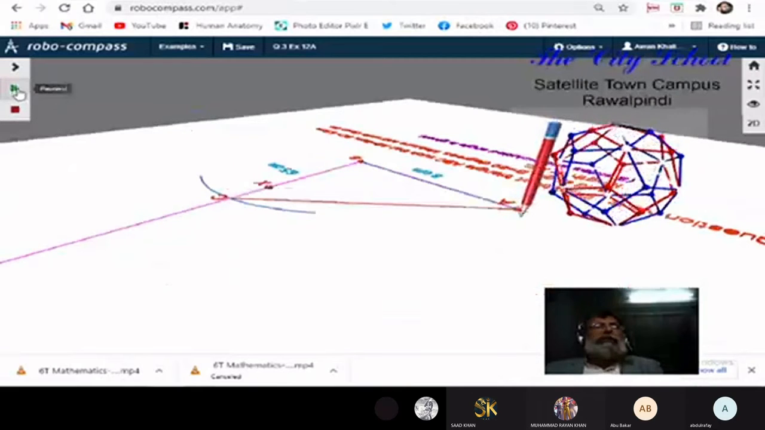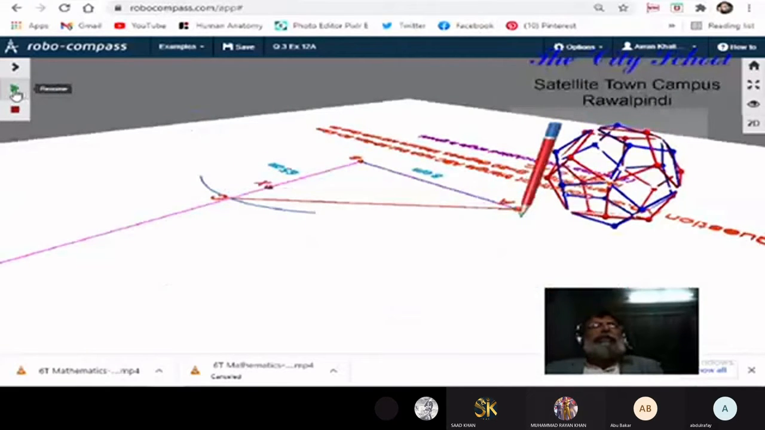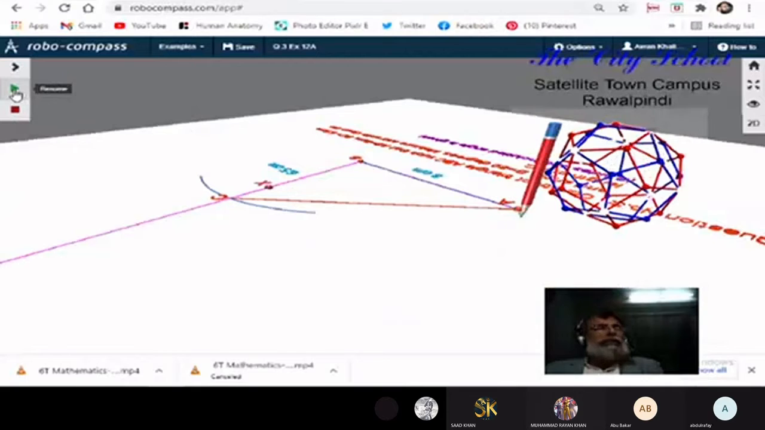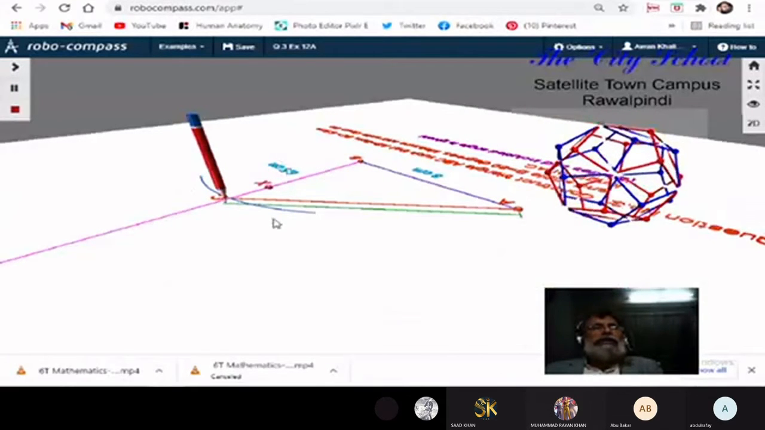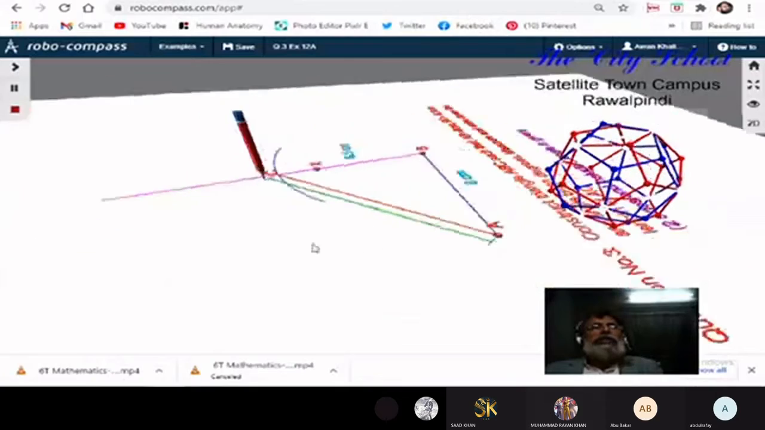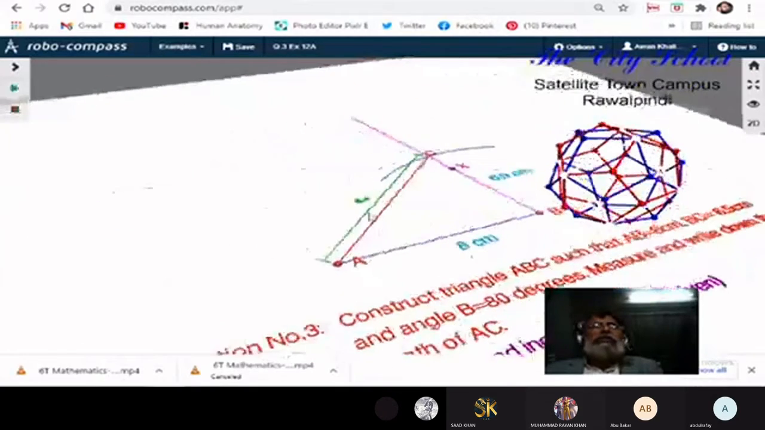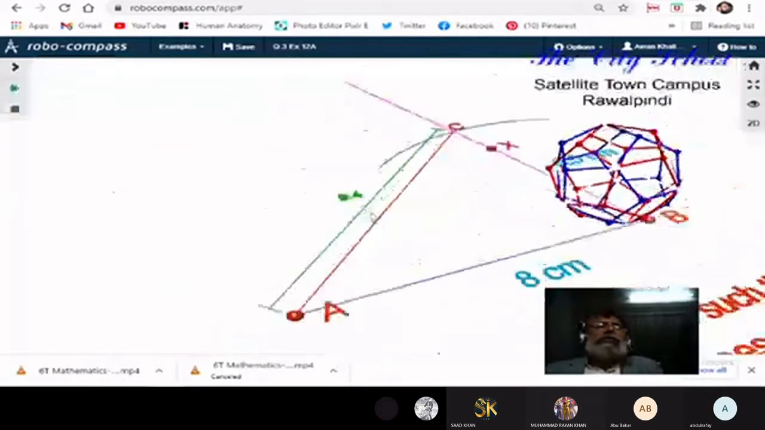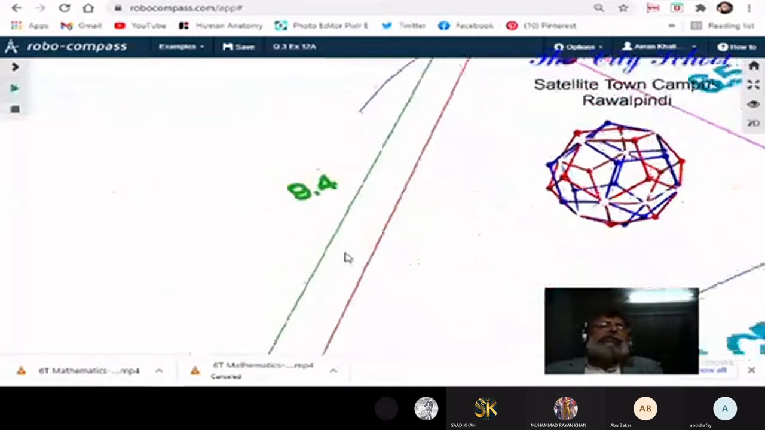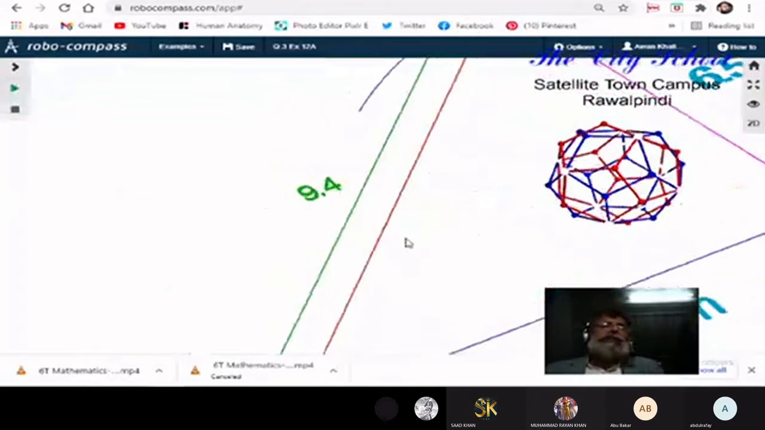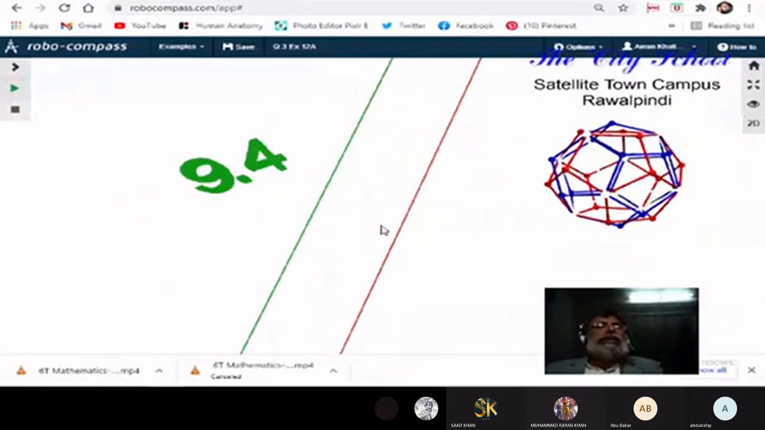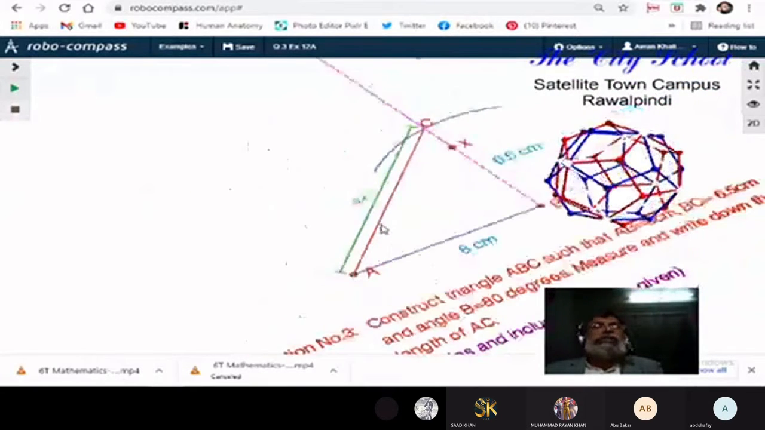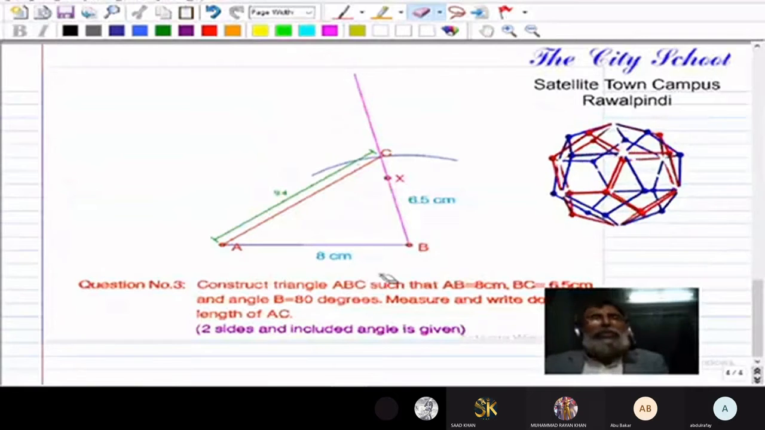Now, with the help of a ruler, we can measure the length of AC, how much the length is. We can see that the length of it is 9.4 centimeter. So this is our answer. Got it now? Is there anything ambiguous in this one?